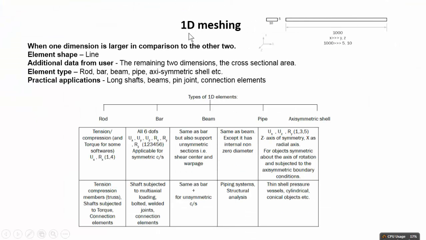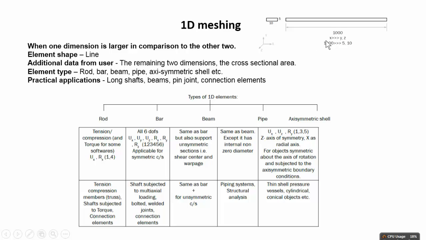In this video, I will cover the 1D meshing and analysis. So, the question asked is when we use 1D element. When one dimension is larger in comparison to the other two, we use 1D elements. The element shape, as you can see here, is a line, and the additional data that is needed from the user is the remaining two dimensions or the cross sectional area.